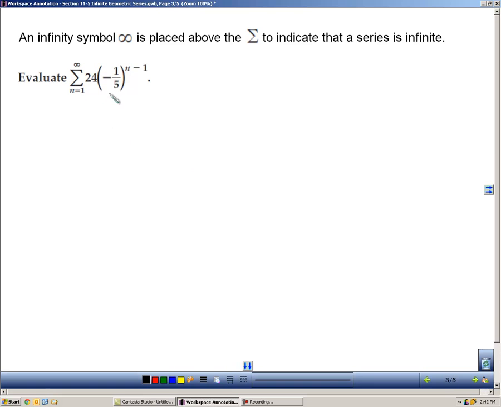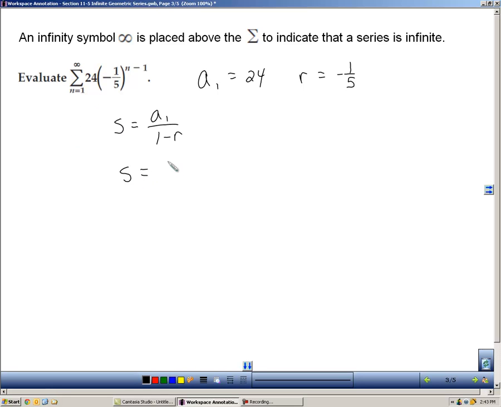Now because of the way that we write the series, we know that a sub 1 is going to be 24. That's that initial value here. And the r is -1/5. Because my r is between -1 and 1, I know that the sum of this infinite series exists, so I'm going to use the formula.